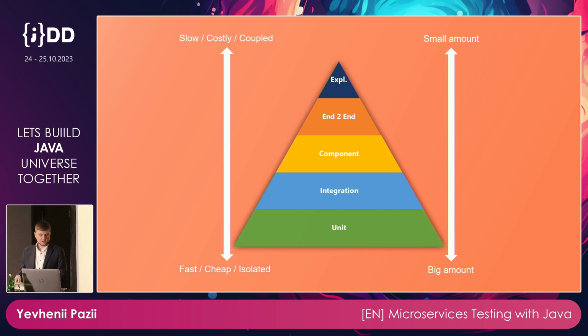Next are component tests, which test an individual service in isolation from other ones. End-to-end tests really concentrate on the whole system as a unit. And on the top we have exploratory tests, which are performed basically without predefined automation or test cases. It's more like walking around and trying to find out if anything is broken. And we have the fastest, the cheapest, and the most independent tests at the bottom, and the slowest, costliest, and coupled at the top.